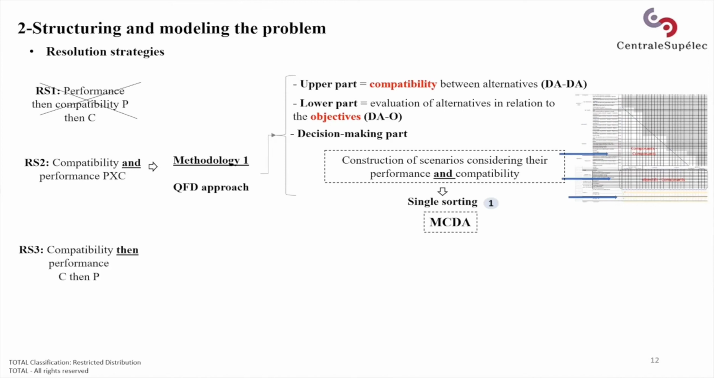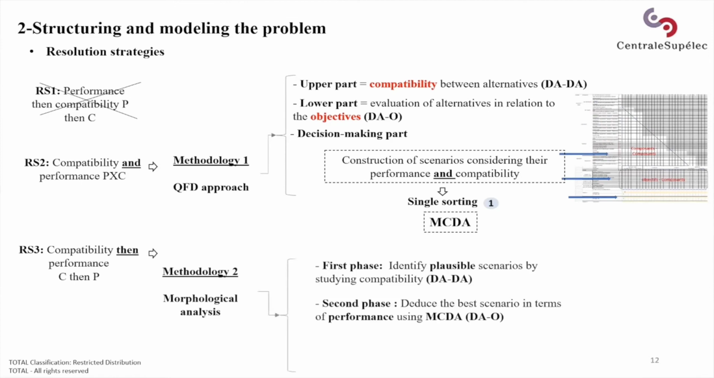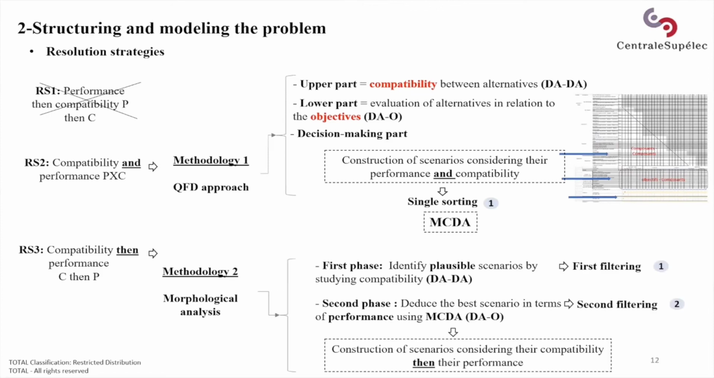The third resolution strategy consists in choosing scenarios considering the compatibility parameter and then the performance parameter. This strategy corresponds to the morphological analysis, since its first phase is used to perform a first filtering by identifying the plausible scenarios with a DA cross DA matrix, and its second phase performs a second filtering to deduce the best scenarios among plausible scenarios in terms of performance. This means that scenarios are built in two stages, and it is up to the industrial decision maker to choose which strategy is most suitable for them.